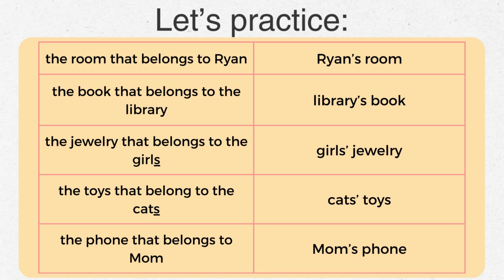The phone that belongs to mom. Mom is the owner. Mom does not end in S, so we're going to add an apostrophe S. And what does mom own? She owns the phone. So the possessive would be mom's phone.